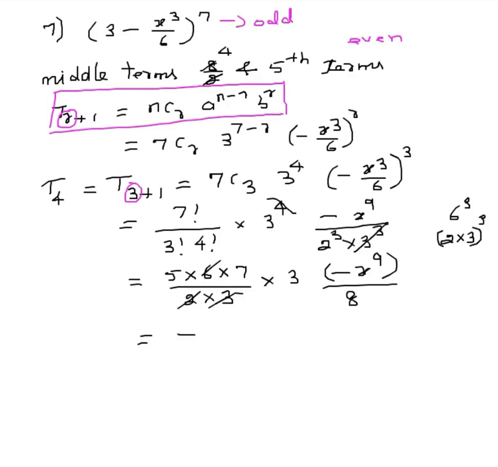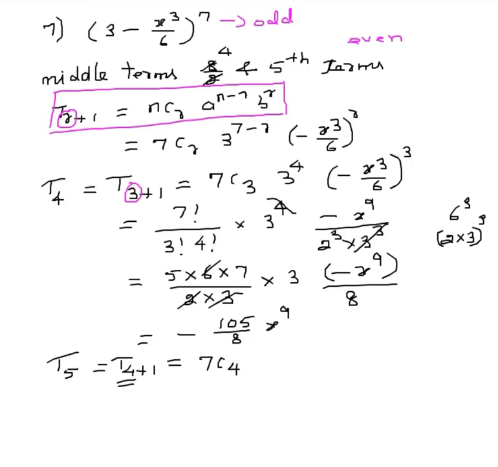The answer is minus 21 times 5, 105 over 8 times x raised to 9. This is the 4th term. Now the second middle term, T5, which can be written as T4 plus 1. Substitute r as 4 in the general term formula.